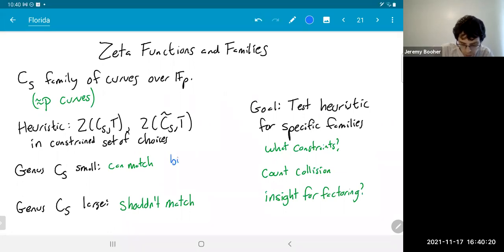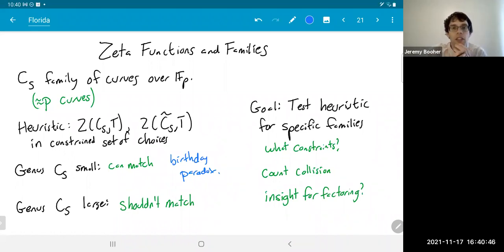Although there are many more choices than there are curves, a version of the birthday paradox will tell you we'd expect some of them to match up anyway, just by chance. And so we would see curves where the zeta functions of the curve and the covers are the same. On the other hand, once the genus is sufficiently big, we don't expect them to match, just because there are way too many choices for the zeta functions.